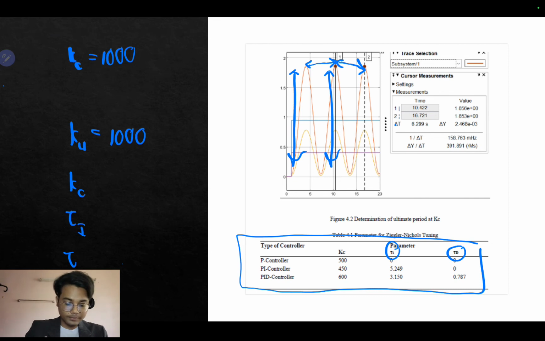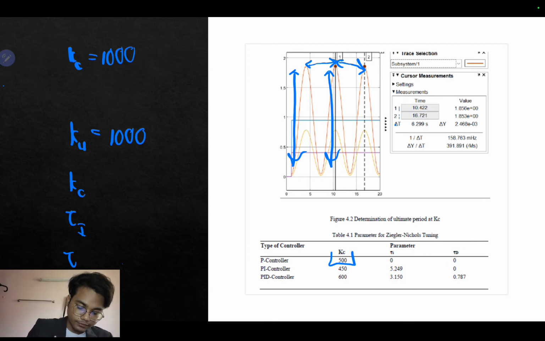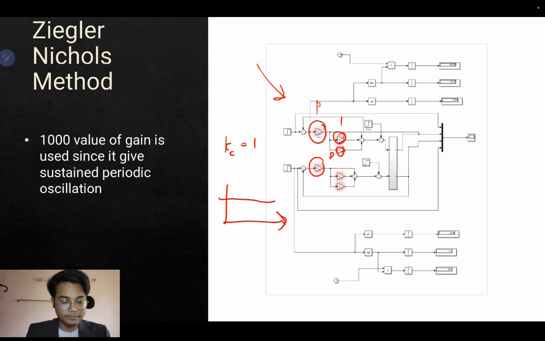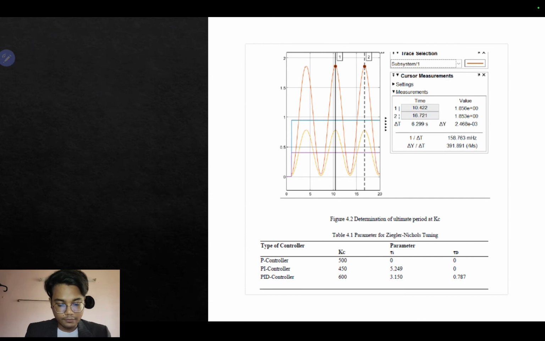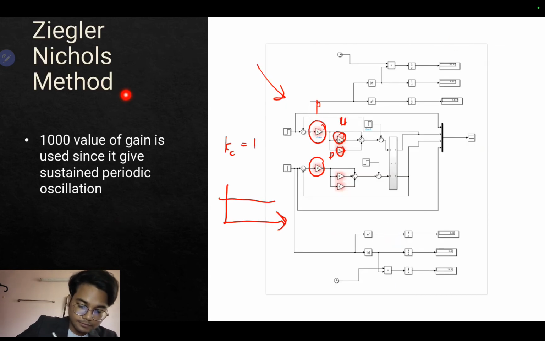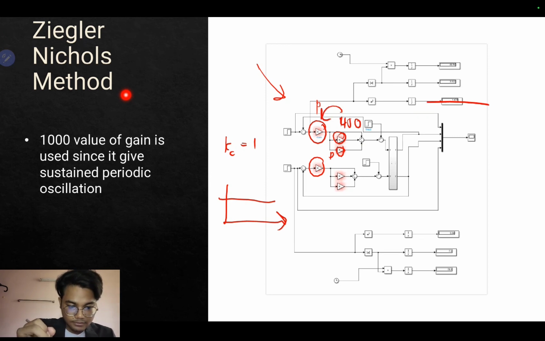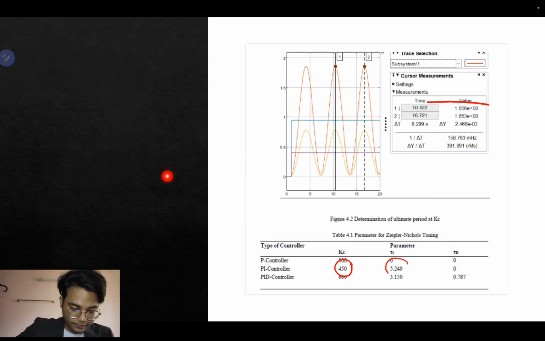Once we have obtained all the values here, we insert the value of Kc. For example, if we want to make it a P controller, we only put the Kc value of 400 into this system. For example, if Kc back then is 500, we add 500, and this is 0 and 0. The same goes for the PI controller, where Kc is 450, and we add 450 here, and 5.245.